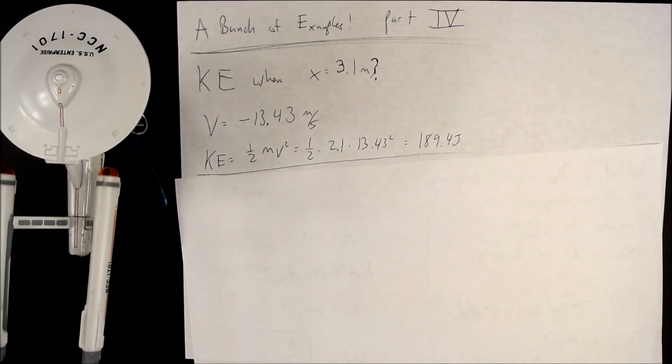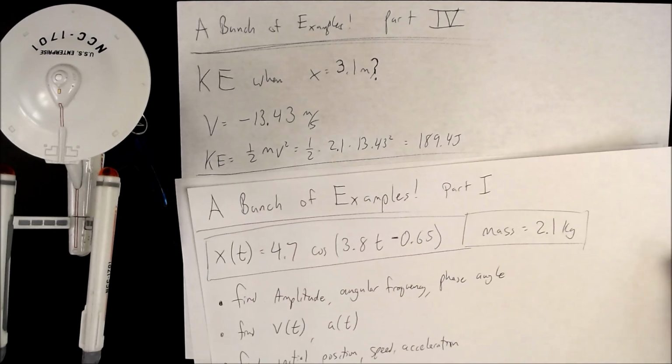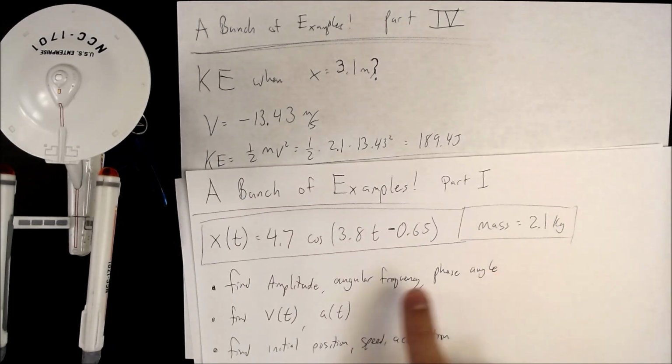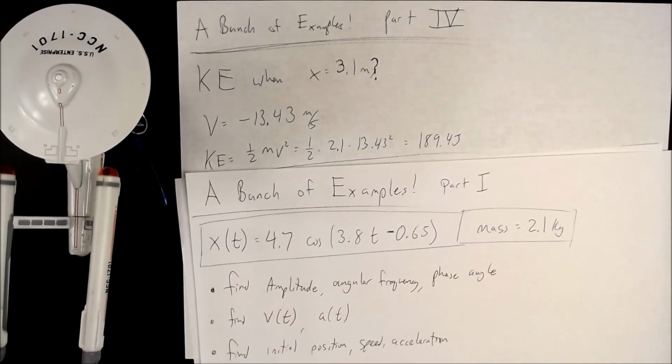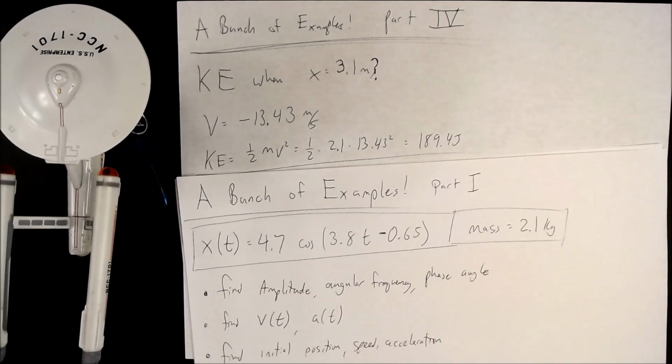And that's it. Sometimes you can be asked a completely off-the-wall kind of question, like what is the kinetic energy when this thing is at 3.1 meters? And to solve that, say you were just given that number, 3.1 meters, and you're given the mass and the equation of motion, this x of t. How do you take those things and turn it into a kinetic energy?